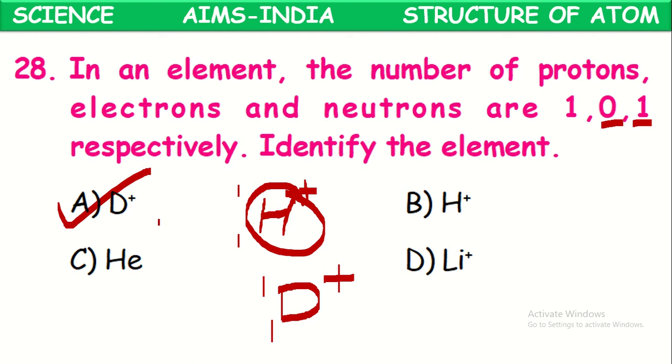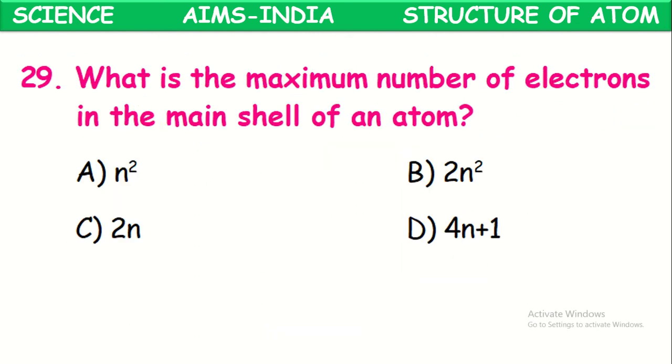Okay. Next, what is the maximum number of electrons in the main shell of an atom? The maximum number of electrons that can be accommodated in a shell is given by the formula 2n square, which was given by Bohr and Bury together. It is 2n square, where n represents the shell number.